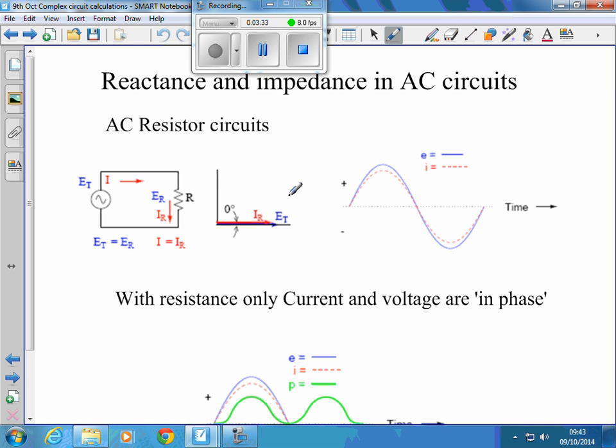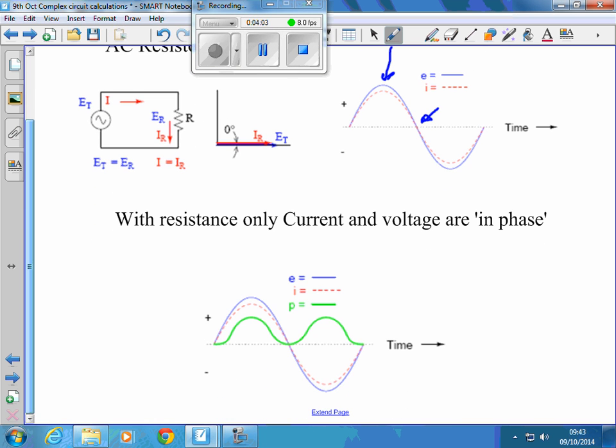The length of them represents their size, and the angle between them is 0, because if there's only resistance in the circuit, current and voltage are in phase with each other. The voltage and current peak together, and the voltage and current cross the 0 line together in time. So if we have resistance only, the current and the voltage are in phase with each other. There's no angle between them.